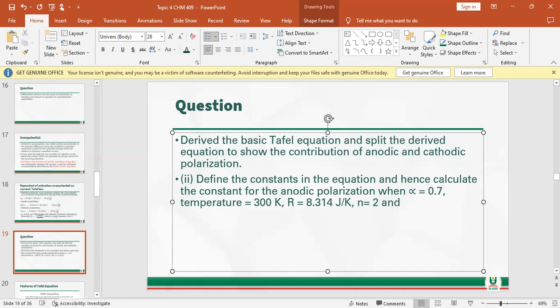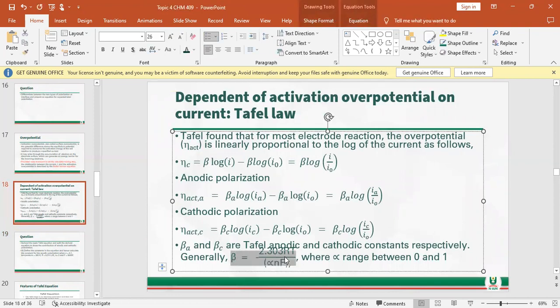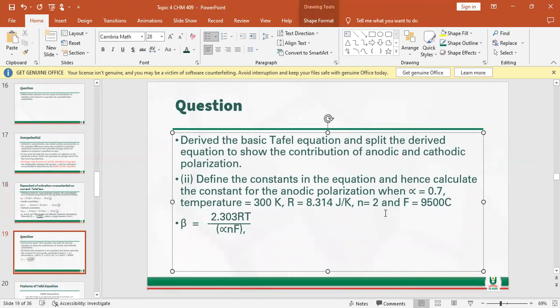And finally, F, the Faraday's constant, you know, is approximately equal to 96500. How can you calculate this? For the purpose of this work, we will take this to be anodic because this is anodic. You will calculate. And the next one is to calculate the same value for the cathodic.